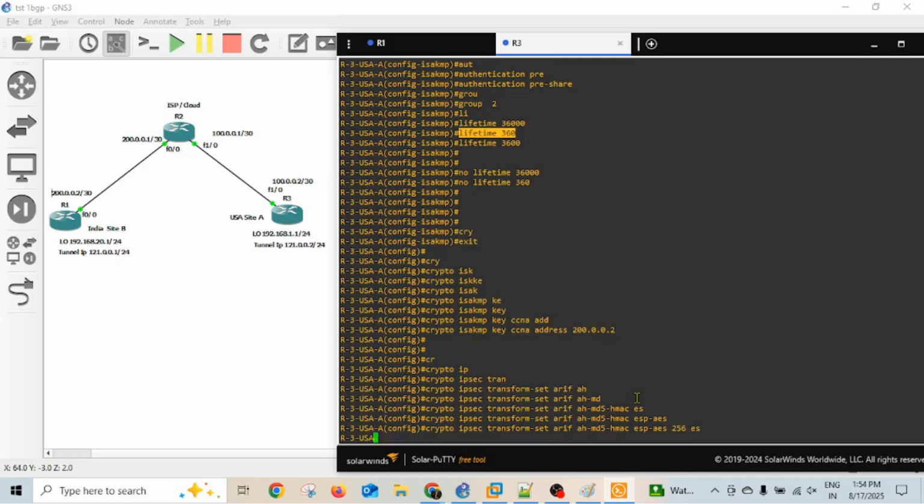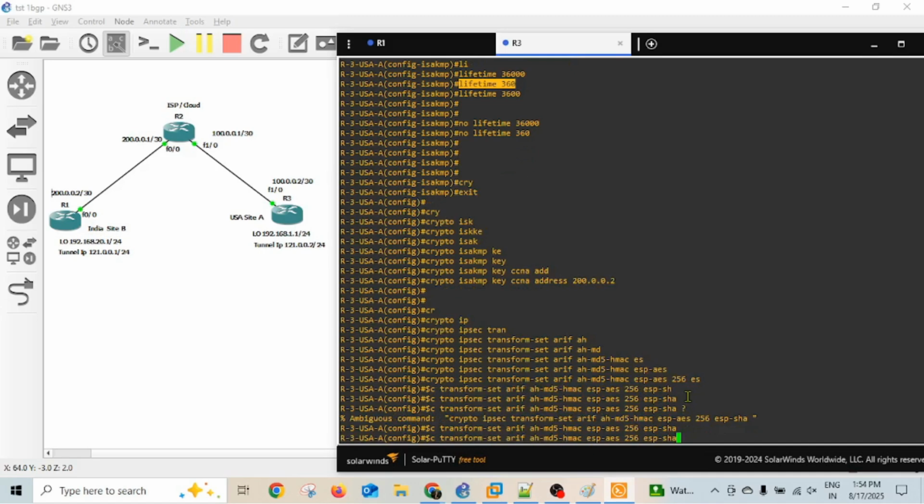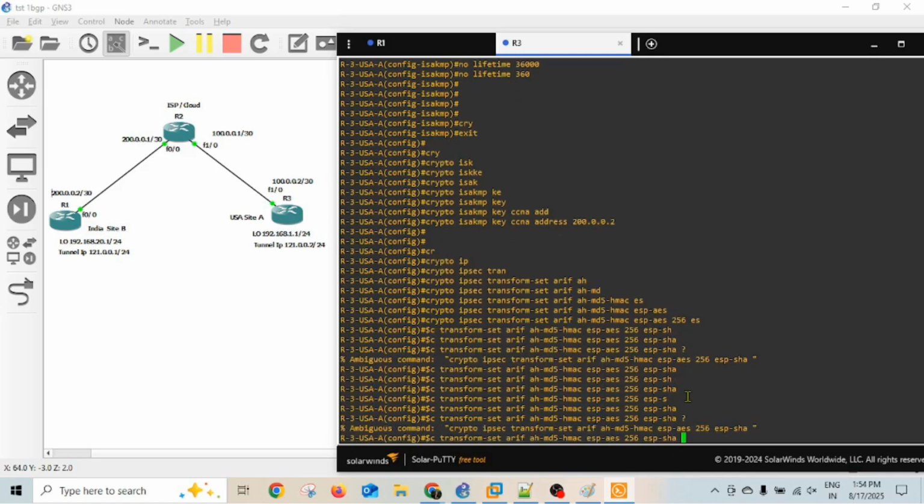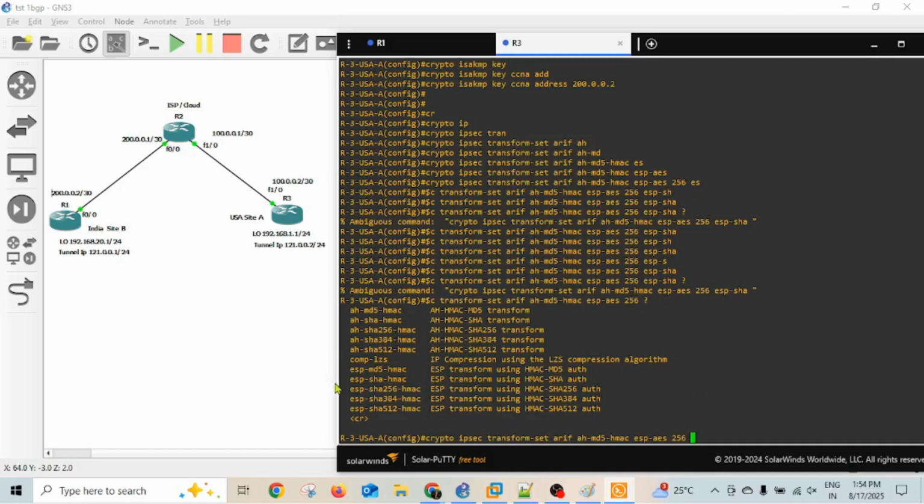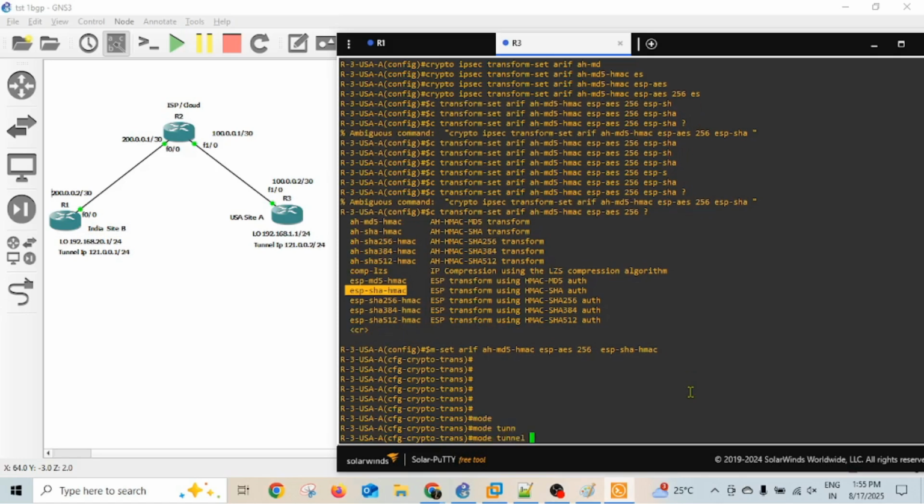256, okay? So ESP, what will be SHA? So we can see here ESP SHA HMAC is about the transport. Okay, and then mode tunnel.